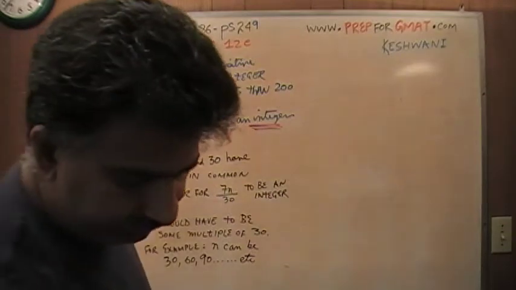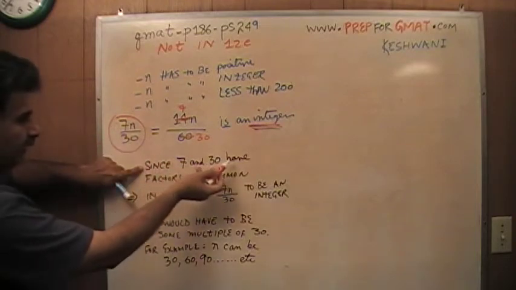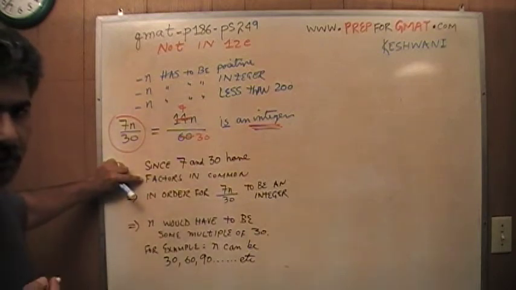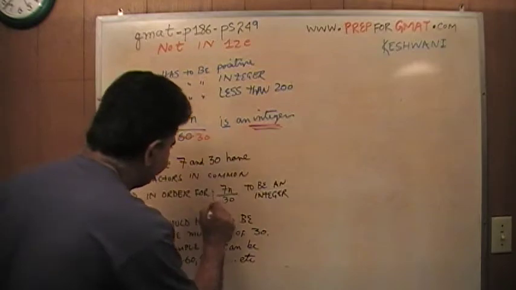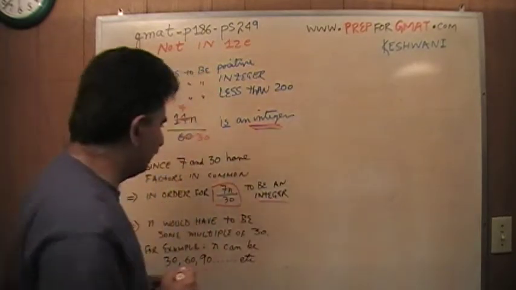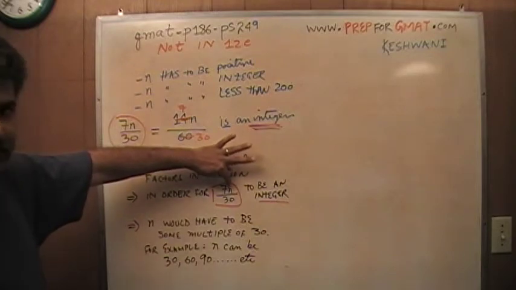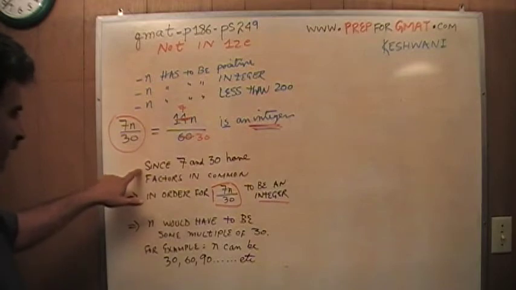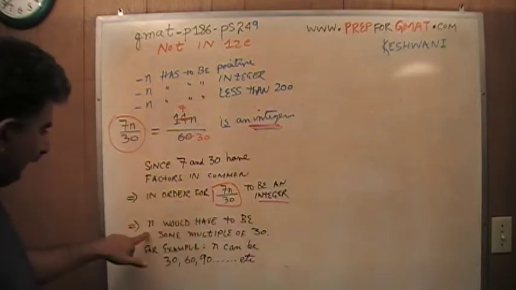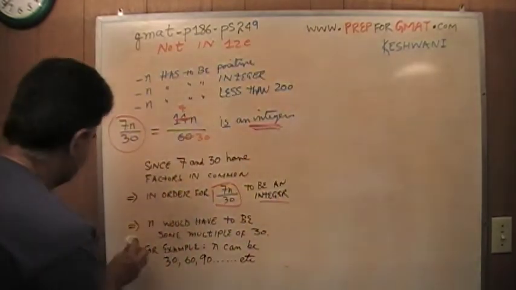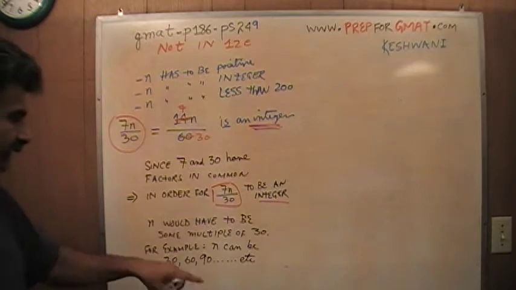Let's solve the problem. The very first thing we should realize here is that since this 7 and 30 have no factors in common, there is no number that will go evenly into 30 and 7. Therefore, the only way this quantity can be an integer is when n is some multiple of 30. For example, n can be 30, 60, 90, etc.